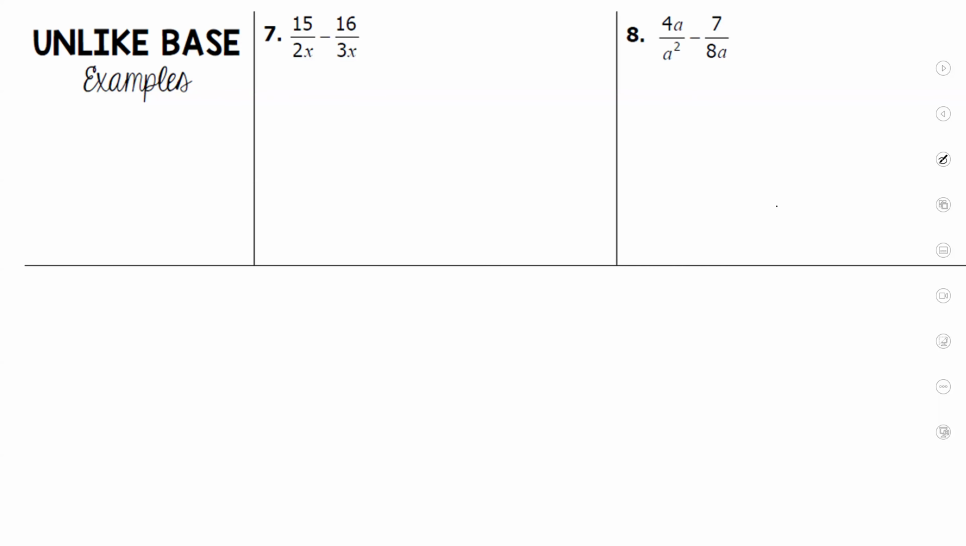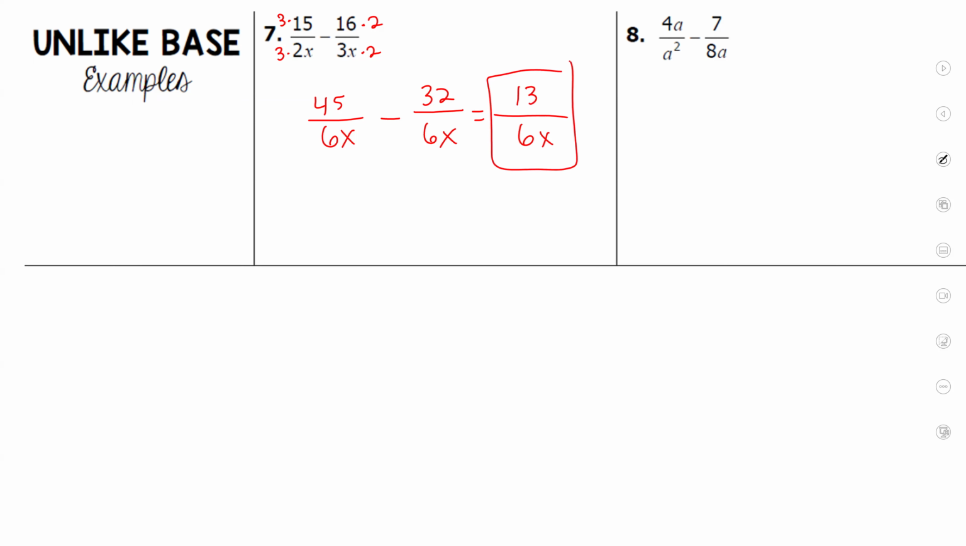Now in these types of problems, the denominators are not the same. So let's look at number 7. What should I multiply by so that the denominators are the same? 3. Good. This one will be multiplied by 3s, and here we'll multiply them by 2s. So my new problem: 3 times 15 is 45, 3 times 2x is 6x, minus 16 times 2 is 32, 3x times 2 is 6x. Now the denominators are the same. Just carry over the denominator. 45 minus 32 is what? Nice. And that won't simplify.